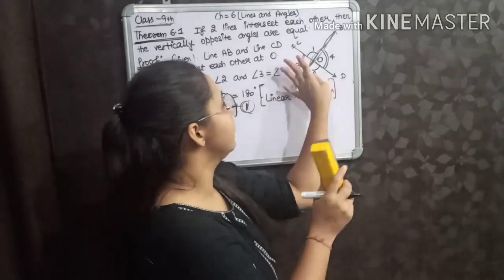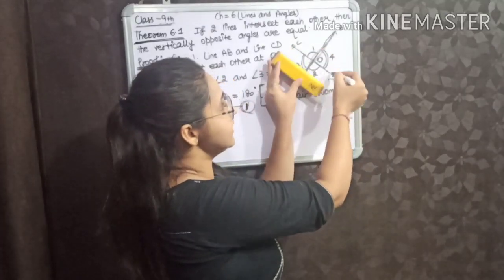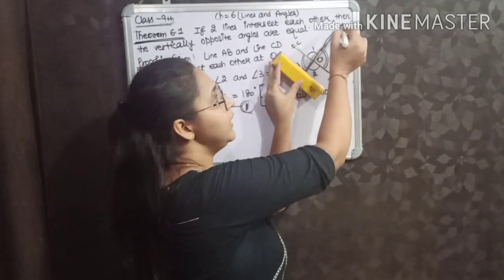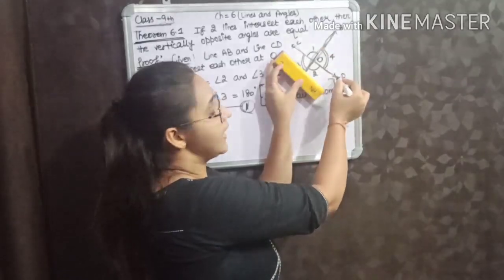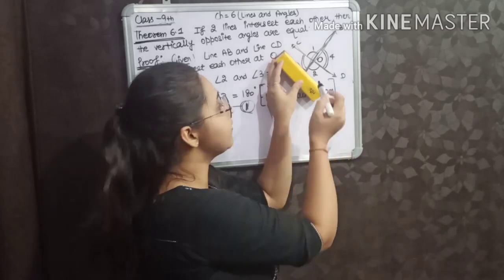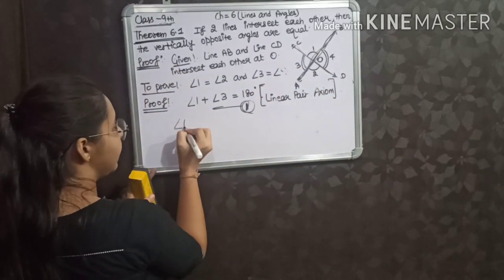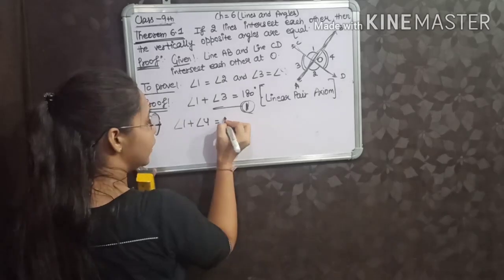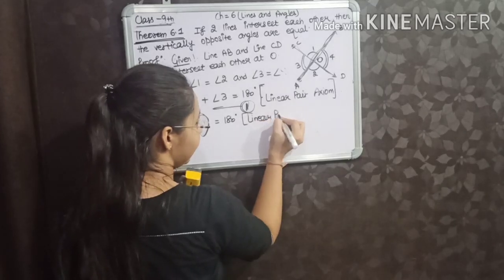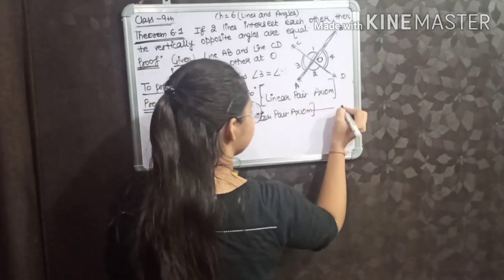Now come to this. If I hide this part and see, CD is a line, and OB is a ray that stands on the line CD, and these are two adjacent angles. So by the linear pair axiom, angle 1 plus angle 4 is equal to 180 degrees, again by the linear pair axiom. And this is the second equation.